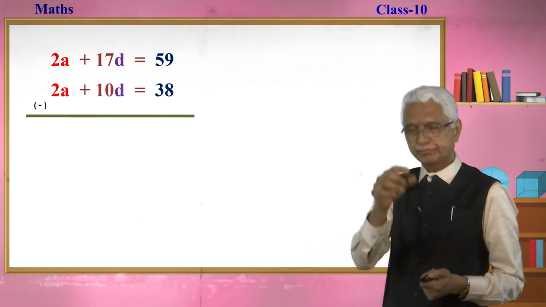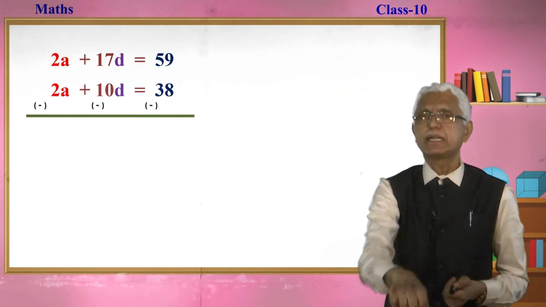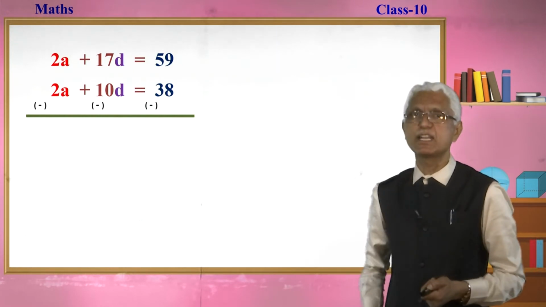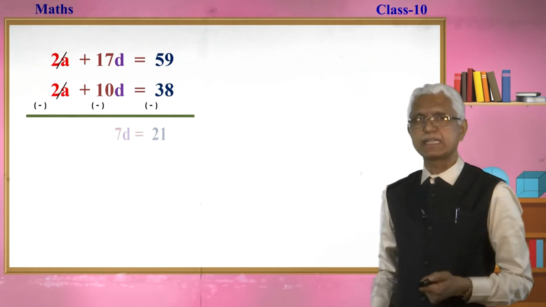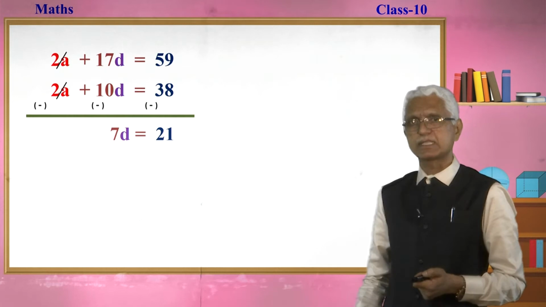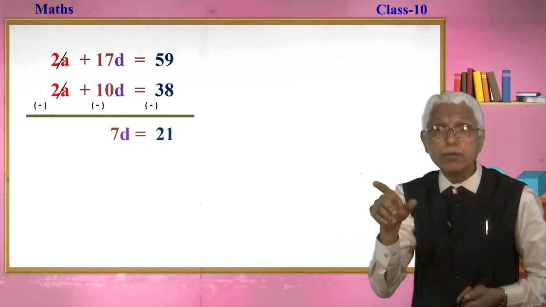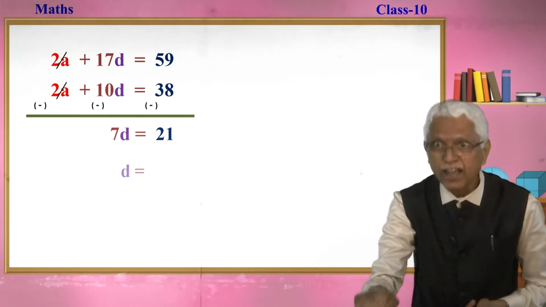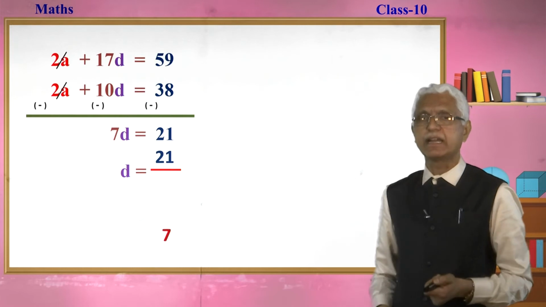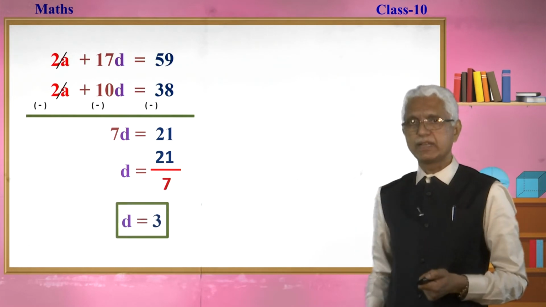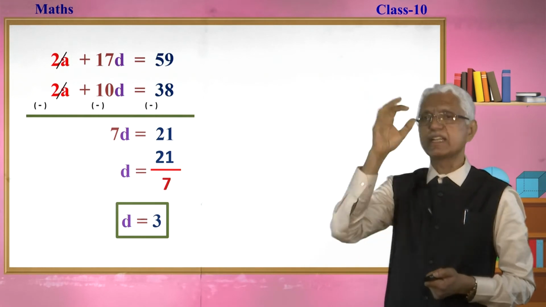Plus 2a becomes minus 2a, plus 10d becomes minus 10d, plus 38 becomes minus 10. Now plus 2a minus 2a gets cancelled. 17d minus 10d is 7d, 59 minus 38 is equal to 21. 7d is equal to 21, d is equal to 21 divided by 7, because it is 7 into d, right. So, 21 by 7 is equal to 3, d is equal to 3. Therefore, the common difference is 3.